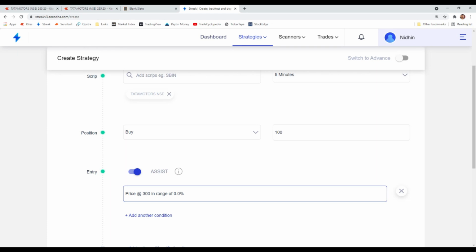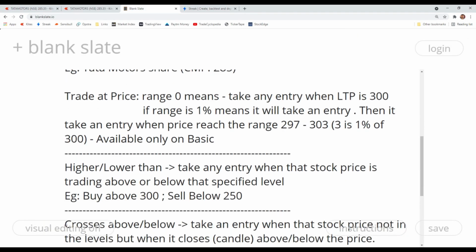So what can be done? Just for example, I have a bullish view on Tata Motors, and I believe that if Tata Motors trades above 300, then I'll get a bullish move, so that I can go long on that stock. So how can I do this? Then I need to specify a range, right? That's why this range is important.